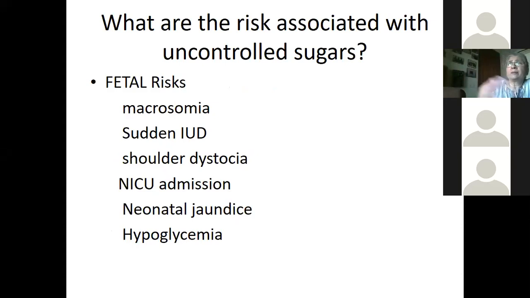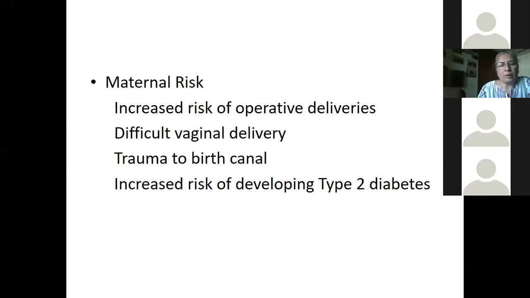अनकंट्रोल्ड, अगर पता ही नहीं चला हमें अनकंट्रोल शुगर पे जा रही, तो बच्चा बहुत बड़ा होता चला जाता है, मैक्रोसोमिक, 4-5 किलो के बच्चे पैदा हो. Sudden IUD at term, difficult birth because the baby is big, the shoulders get stuck. Baby needs to be admitted in the ICU because of what? Hypoglycemia, neonatal jaundice, hypocalcemia, hyperbilirubinemia. ये सारी चीजें बच्चों में होंगी and the baby will be in trouble.